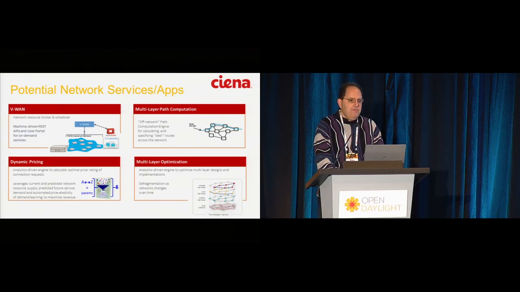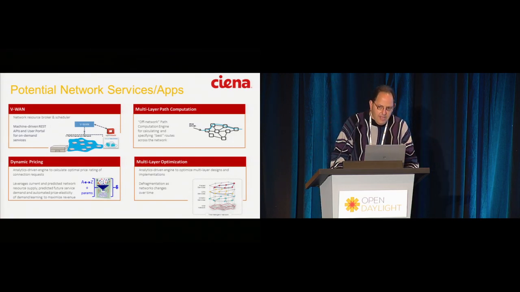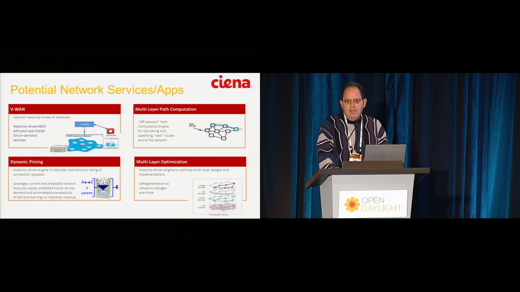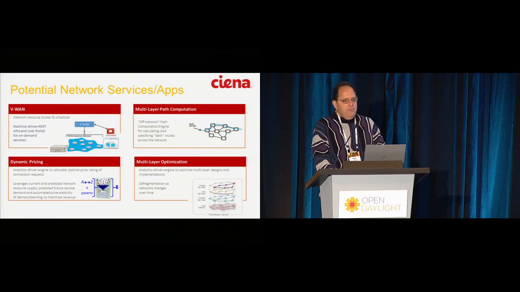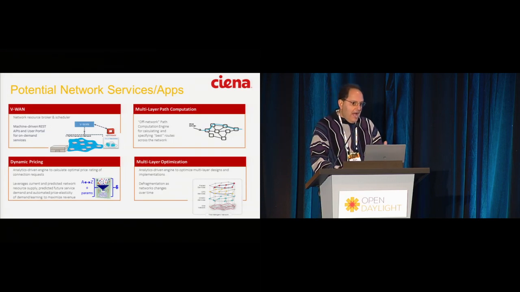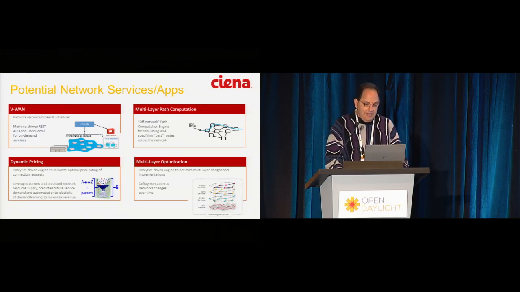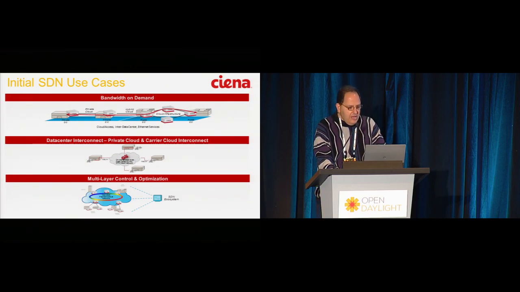So we call that multi-layer optimization. Another concept that we do today with existing networks, we're trying to examine in the SDN environment as well. And then dynamic pricing, and this is the idea of being able to not only optimize resource utilization, but optimize revenues based on supply and demand in real time. And I've got another slide that discusses that particular use case.